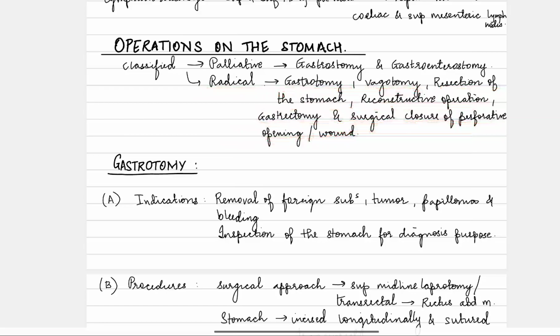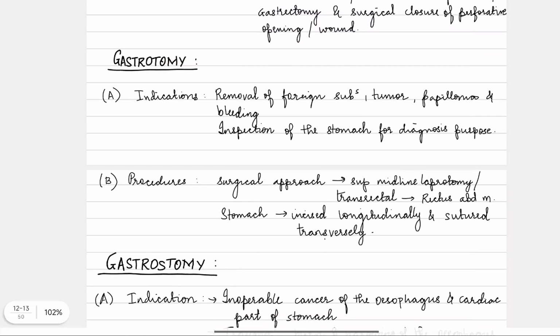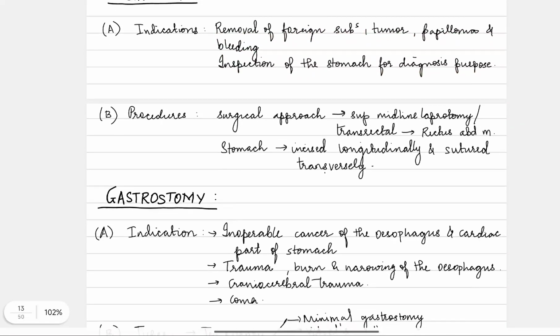First we move on to the gastrotomy, which is a radical operation. It is done for the removal of foreign substances, tumor, papilloma and bleeding, and for inspection of the stomach for diagnostic purposes.